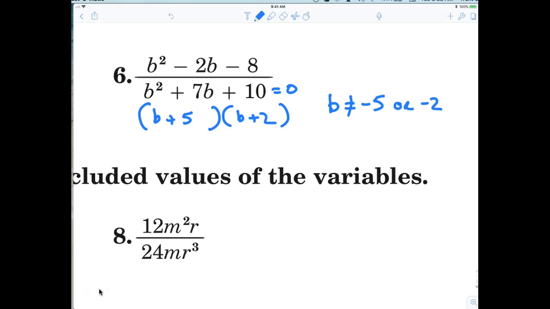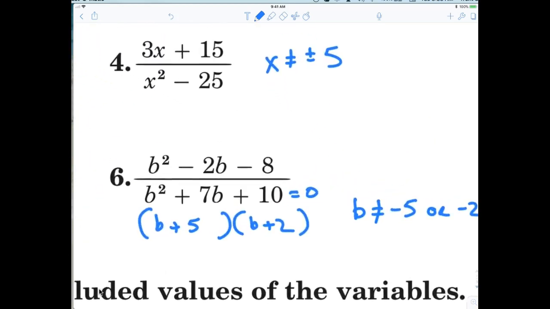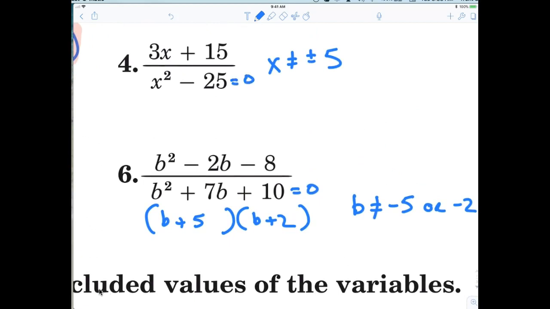Wait, so for 4, how'd you get 5? Did you divide by 15? Which one? For 4? No, I set the denominator equal to 0. It has nothing to do with the numerator. So you set it equal to 0. Yes. So then you factor it into x plus 5 and x minus 5. Oh, okay. All right?